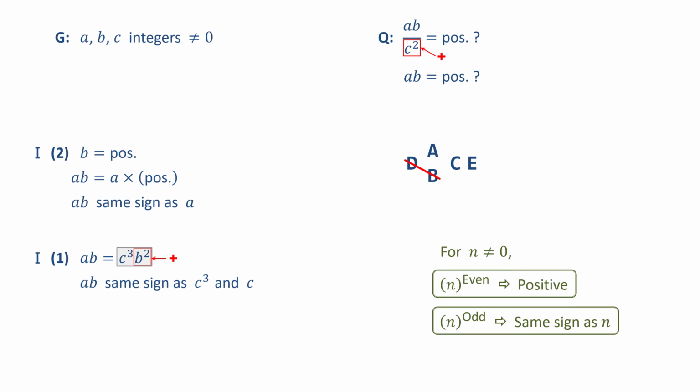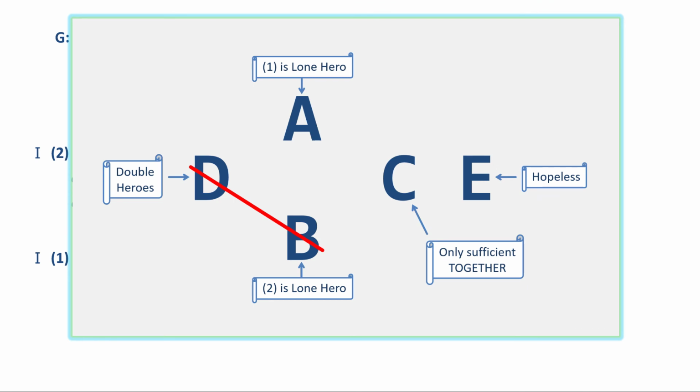How does this result affect the DABC grid? Let's have a look. Answer choice A says that 1 is the lone hero, but we have just seen that 1 is insufficient, so A must be wrong. On the other hand, C and E say that each of the two statements is insufficient, so C and E remain possible. To choose between C and E, we'll need to see whether statements 1 and 2 together are sufficient to answer the question. Until we do that, we can only eliminate A.